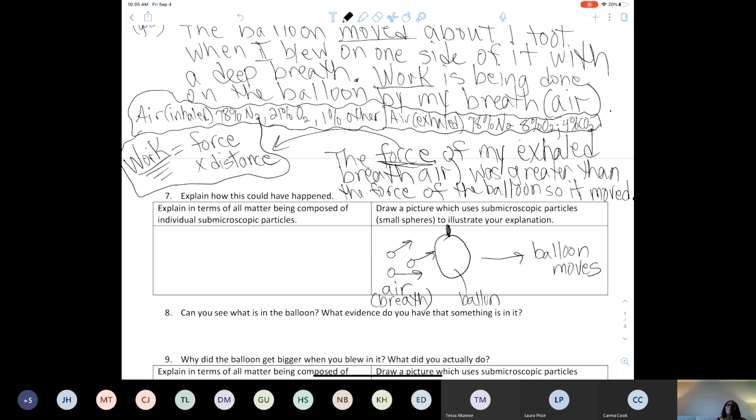Very good. What happened to the kinetic energy that my breath had? Did it get transferred to something else? What happened to that kinetic energy? Was it lost or destroyed? Energy is never lost or destroyed. It's just what? Transferred or converted. So my exhaled breath, the kinetic energy was transferred to what? The balloon. And that's what caused it to move.